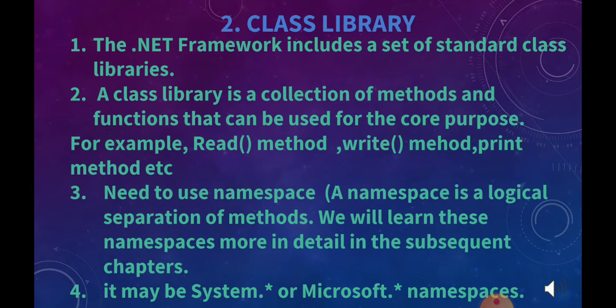The second component of the .NET Framework is the class library. A class library is a collection of methods and functions that can be used for a core purpose. For example, there is a class library with methods to handle all file-level operations. So there is a method which can be used to read text from a file. Similarly, there is a method to write text to a file.